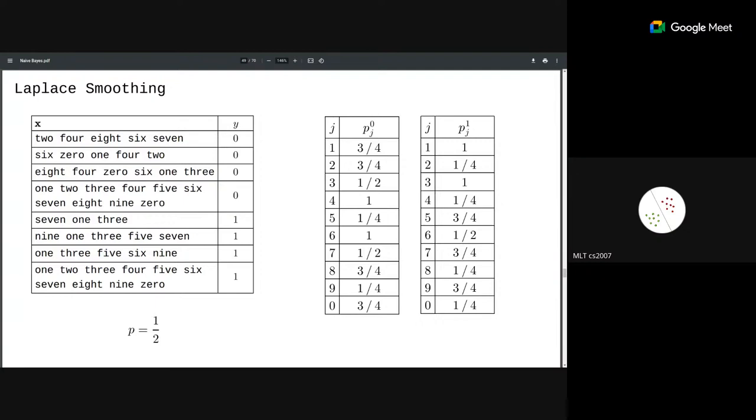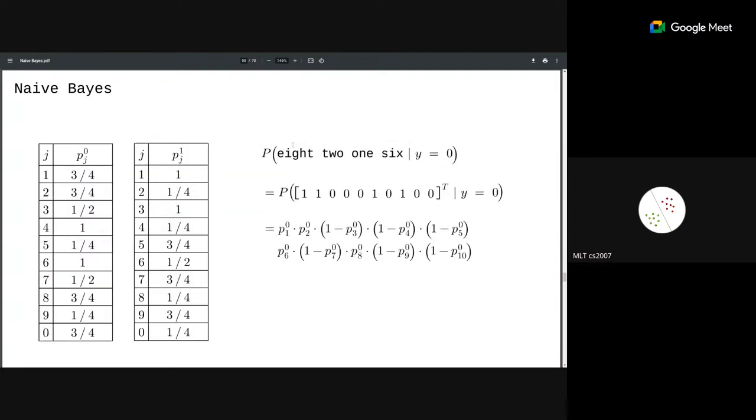Now let's go back and see if it has fixed our problem. Again, same example, but with these new parameters: 8, 2, 1, 6. So what do you expect will happen now? Is our problem solved? Now it won't be zero. Okay. All right. So stare at the parameters closely. It is zero. Why is it zero? What term is making it zero? P4 of zero.